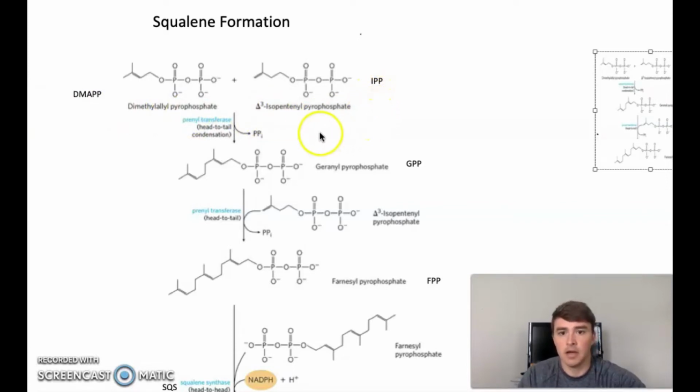These undergo a head-to-tail condensation reaction catalyzed by prenyl transferase. Now, prenyl transferase comes from a class of enzymes that are responsible for transferring allyl groups from one molecule to another. The specific enzyme utilized in this reaction is dimethylallyl transferase, and this allows for IPP to act as a nucleophile attacking the electrophilic DMAPP, displacing the diphosphate group right here. Now, head to tail: head just refers to the diphosphate group, and tail is that carbon chain.